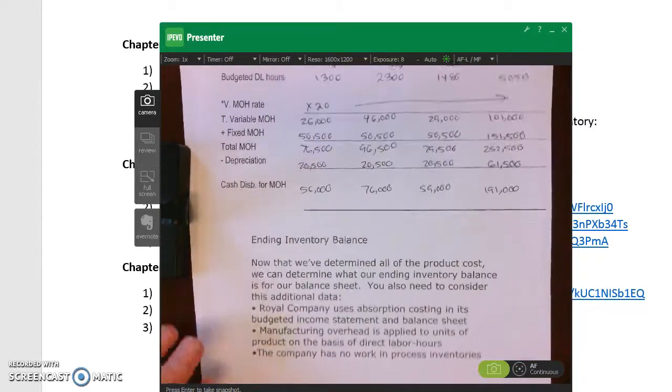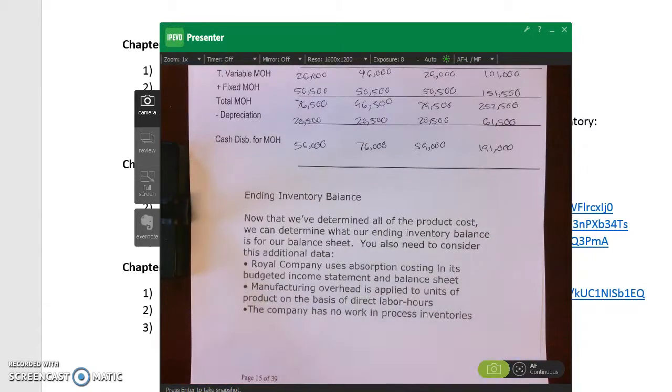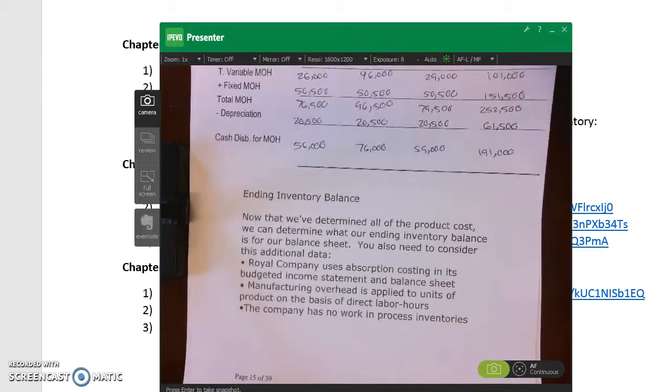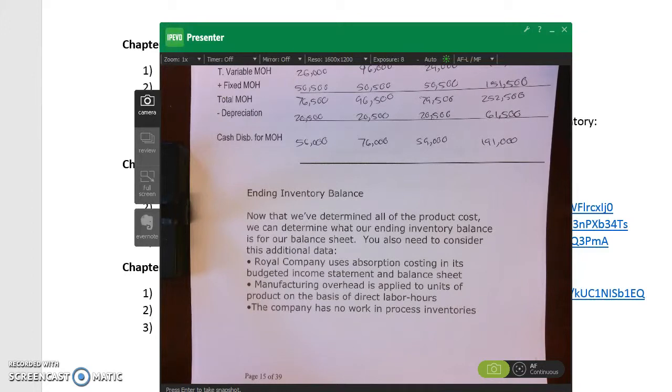Now what I want to do is talk about calculating the dollar value of our ending inventory. Remember, our ending inventory is going to show up in the current assets section of our balance sheet, and we want to calculate out what we expect the value of our ending inventory to be. In order to do that, we're going to calculate the cost for making a single unit. What's the cost for making a single unit?